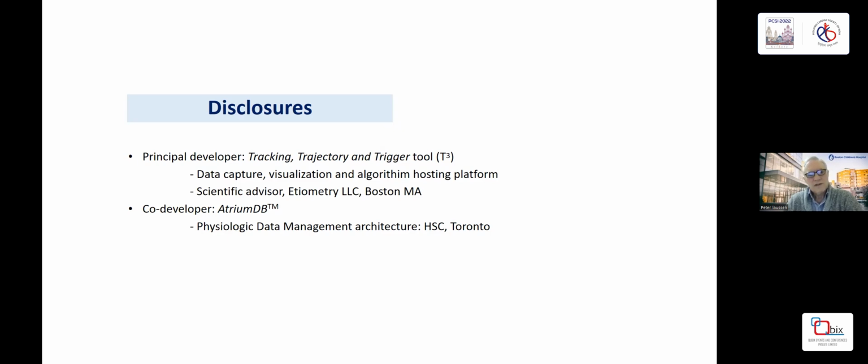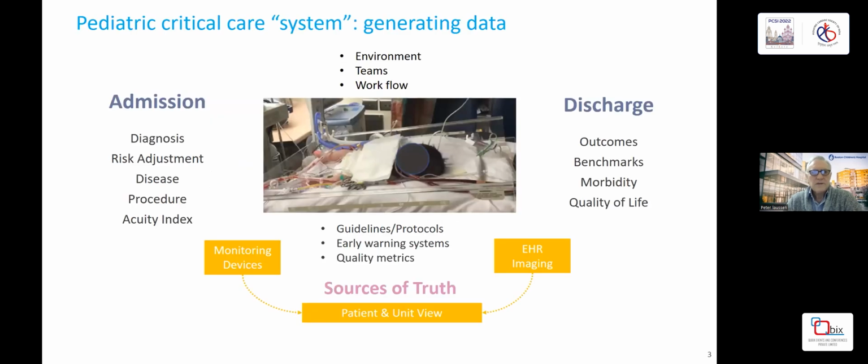But before we can start talking about the use of data for prediction, let's understand how we work. So we have a system that generates data simply by the way in which we manage our patients. We tend to know on admission what the diagnosis is. We risk adjust according to the disease and the procedure. We then predict what might happen in terms of discharge or what our expectations should be.